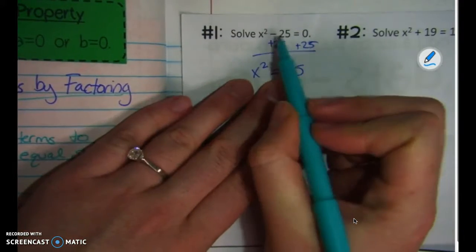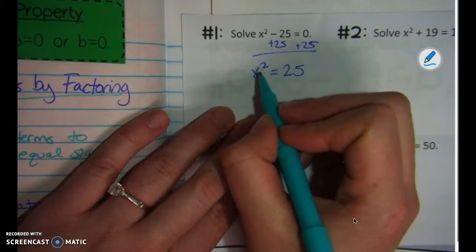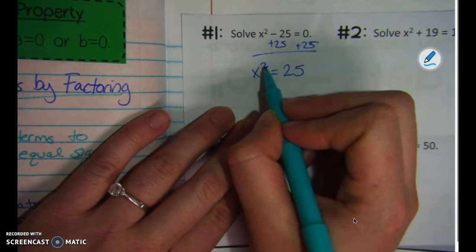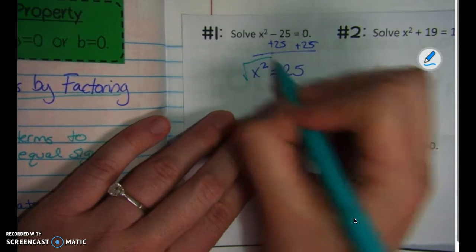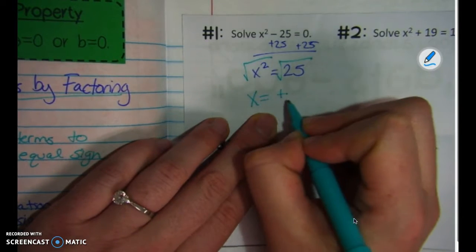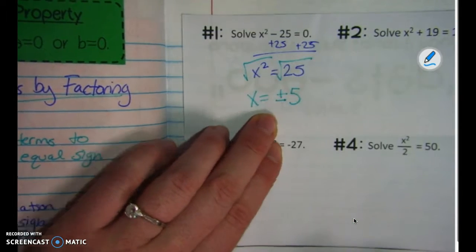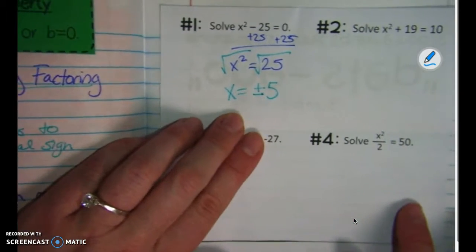Okay, so again, there's no b term, so we added 25 to both sides, and now I have to find x squared. Some number squared gives me 25, so I'm going to find the square roots. And remember, we have two numbers, positive 5 or negative 5. So I plug those both in, we get that.